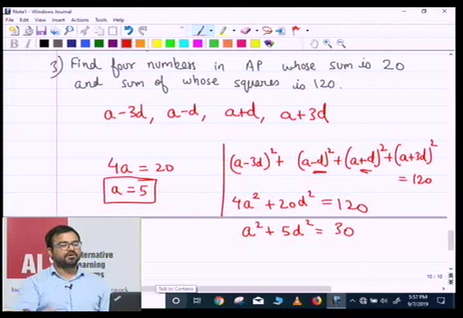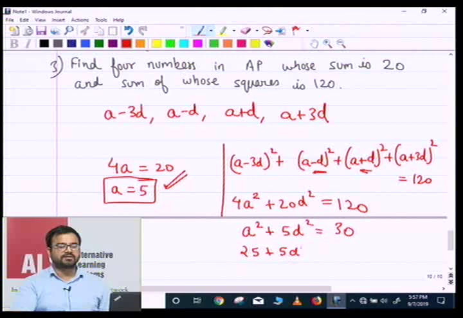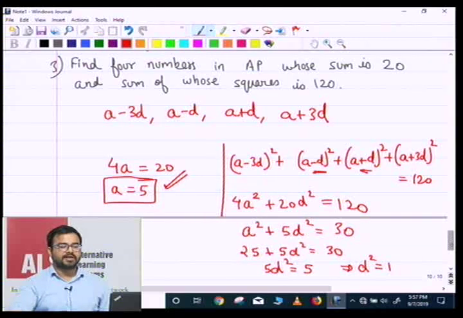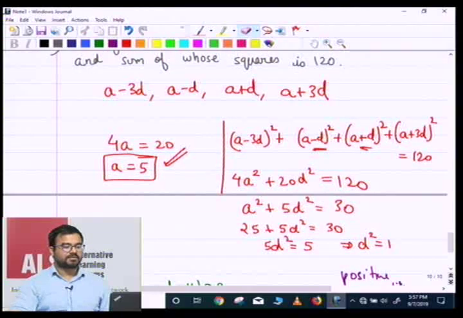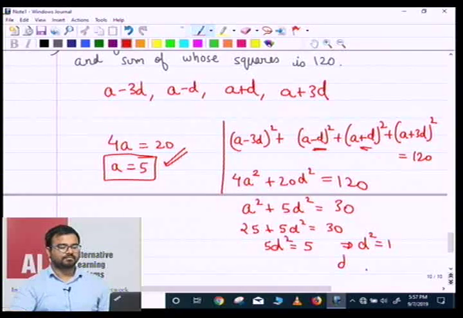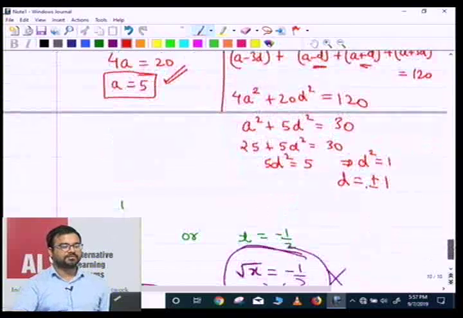Now we know the value of a is 5, we have already figured out. So when we put a as 5 over here, this will become 25 plus 5d square is equal to 30. So 5d square is equal to 5. So d square is equal to 1. And if d square is 1, then d would be plus minus 1. So there will be 2 different APs.